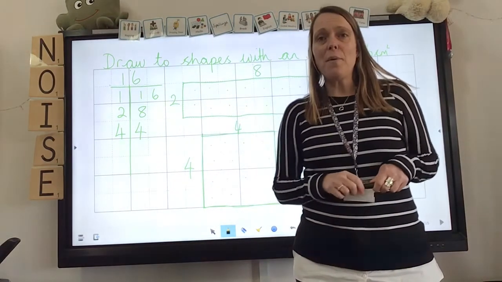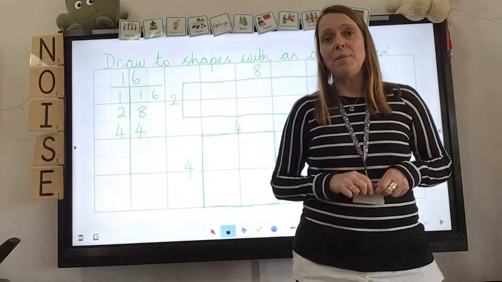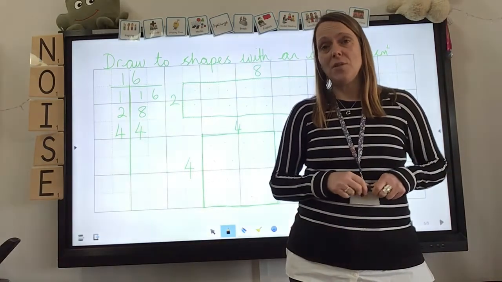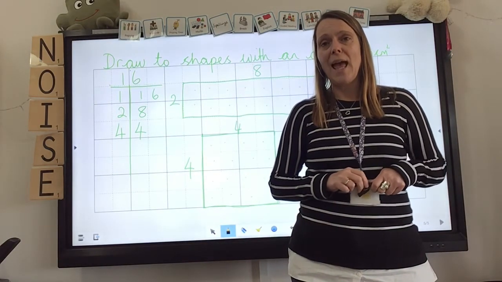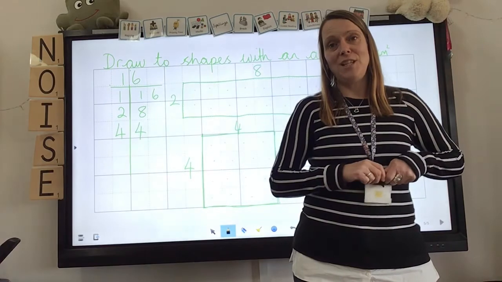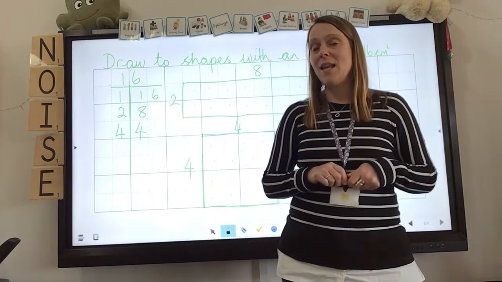What I want you to do is go away and have a go at the sheet. If you have any problems, then please message us on the blog and we'll try to help you as best we can. And I look forward to seeing you tomorrow for another lesson on area.